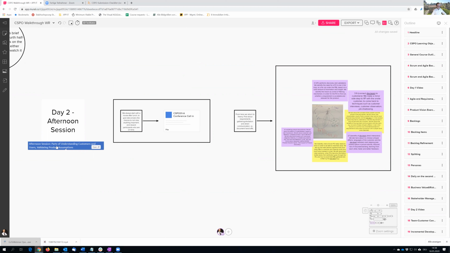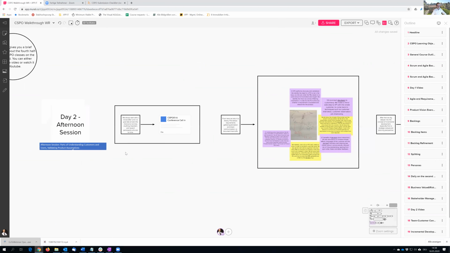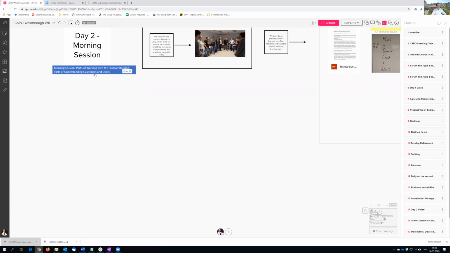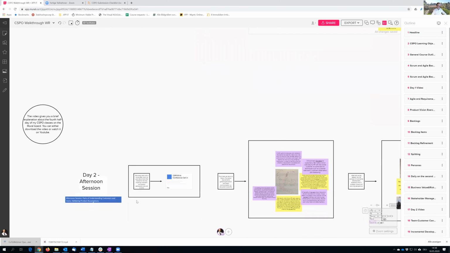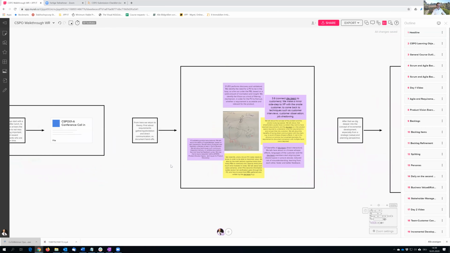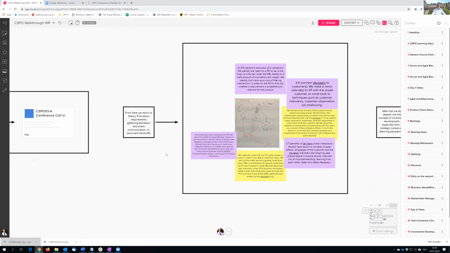So the afternoon session is about parts of understanding customers and users and validating product assumptions, right? In the morning, we talked about parts of working with the product backlog and understanding customers and users. So there is, of course, overlap between the various half days because all the topics are somehow linked together. It's not that clearly distinguishable, but that's the main aspect of the afternoon. So we start with a little bit of theory here.